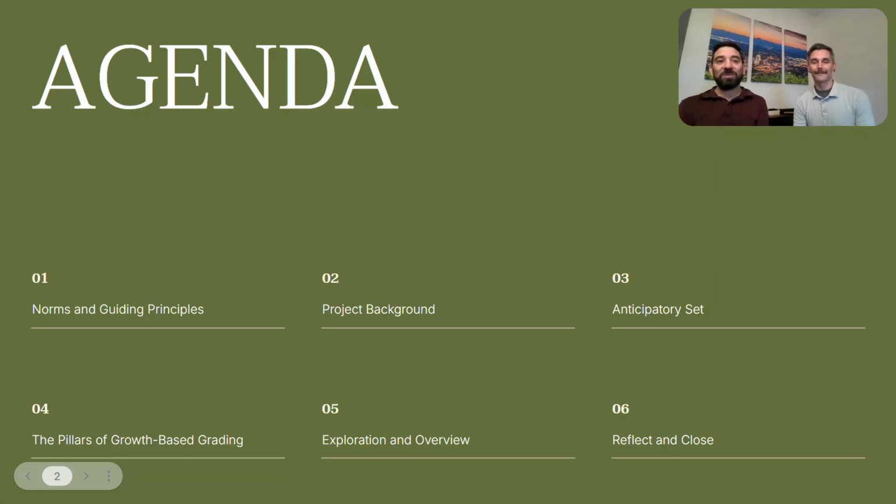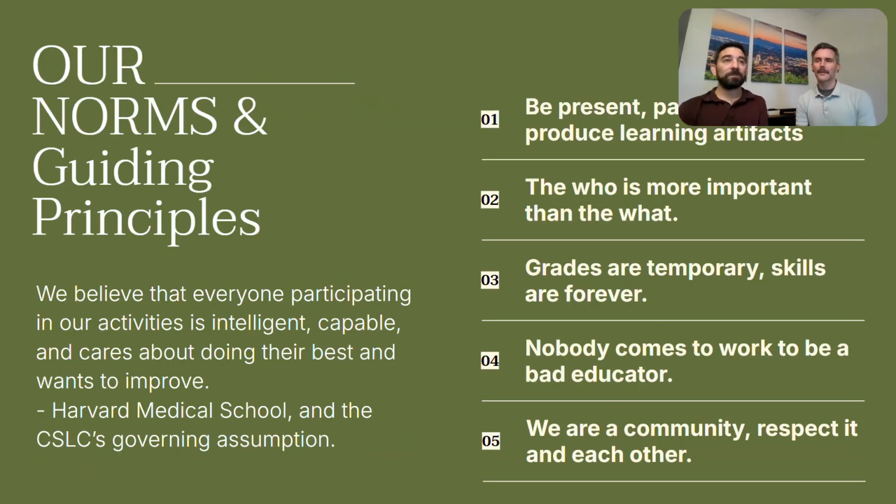On our agenda, we're going to go through our norms and guiding principles. We'll talk a little bit about our project background. We'll do an anticipatory set to make sure we're on the same page. And then for our discussion today, we're going to talk about what the pillars of growth based grading are. We'll talk about some exploration and some overview, and then we'll reflect and close. Today's session is really going to be grounded in a key tool that we hope you'll have some time to explore a little bit later on.